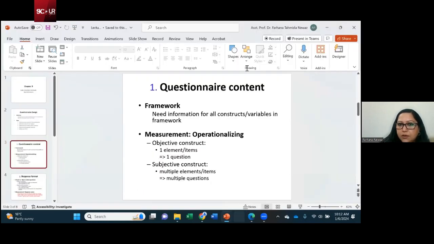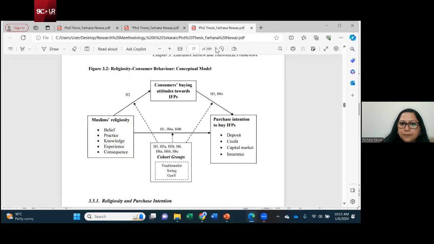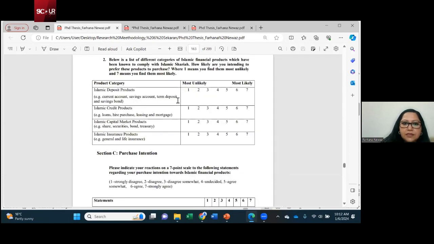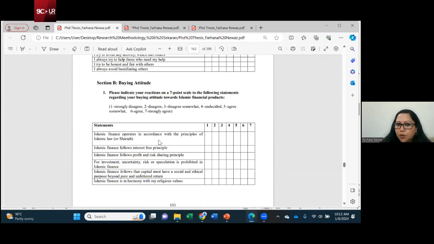Suppose, for example, again, if I refer to this conceptual model, suppose this attitude, right? How am I going to measure attitude? Based on these 5 items, 5 questions, I'm going to measure it. So more than one question, with multiple questions, I'm going to measure it.